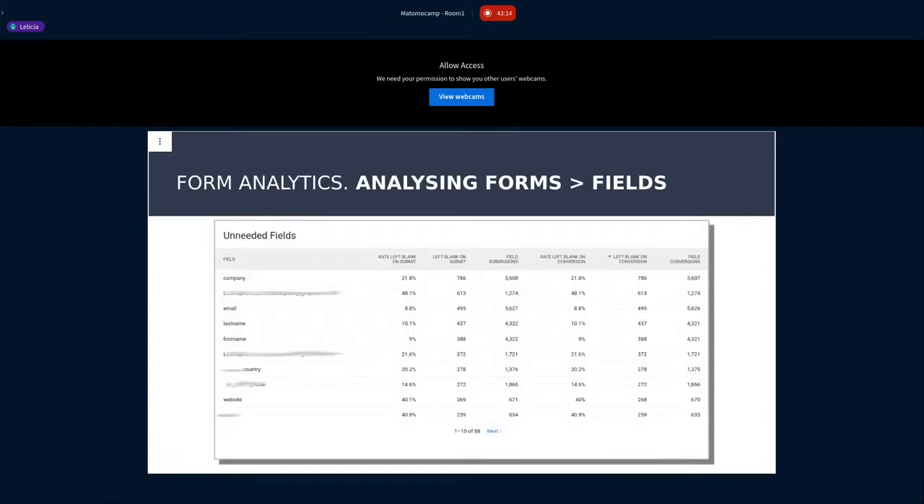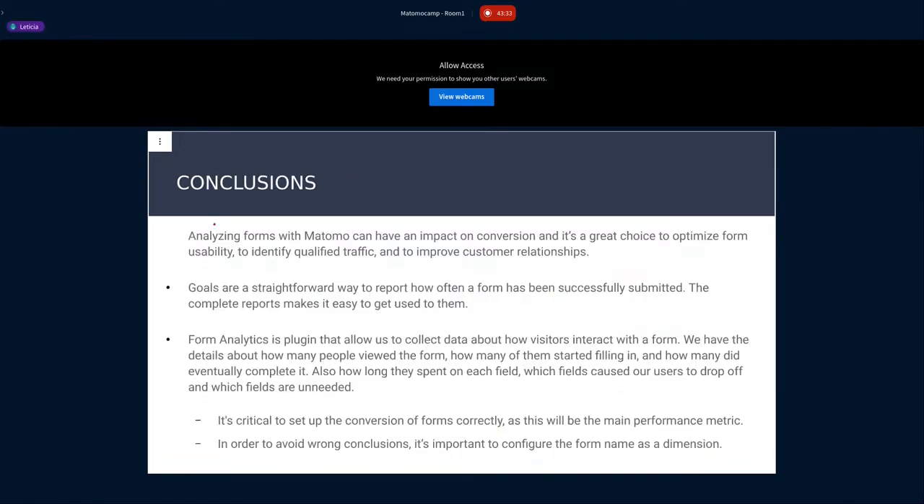Here we can see the last example, where we can understand if our fields are used, and maybe we need to decide to remove some of these fields to make the process simpler for the users.